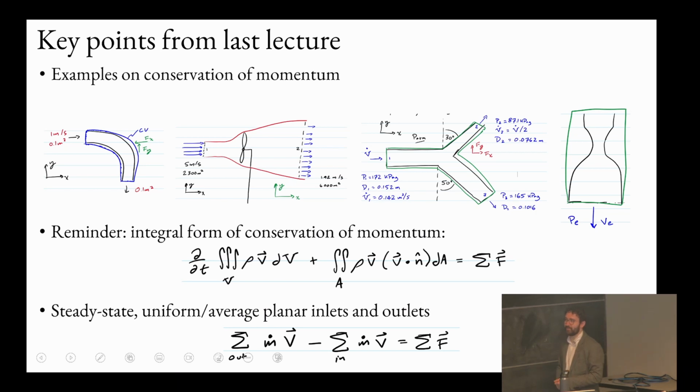So the main formulas that we're working with are here. This is the integral form of conservation of momentum. This is the time rate of change of the momentum of our control volume, so it's kind of an unsteady term. This is the net momentum flux into and out of our control volume. So overall, the net momentum change should be equal to the sum of forces, as in Newton's second law.